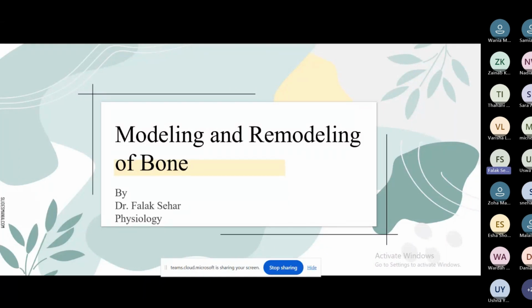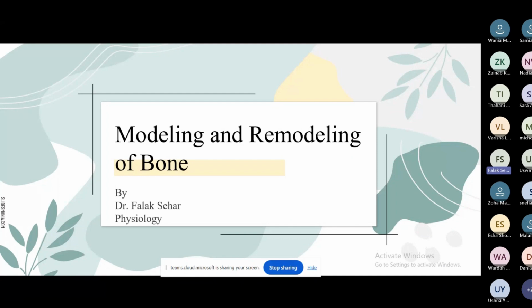remodeling. These processes are essential for skeletal growth, repair of micro damages, adaptations to mechanical stress, and the maintenance of calcium homeostasis. So when this balance is disrupted, diseases such as osteoporosis and osteomalacia can develop. Bone is a living tissue composed of specialized cells that can continuously modify bone structure, and two major physiological processes regulate this dynamic behavior, that include bone modeling and bone remodeling. Although these processes involve the same cells, they serve different physiological purposes.